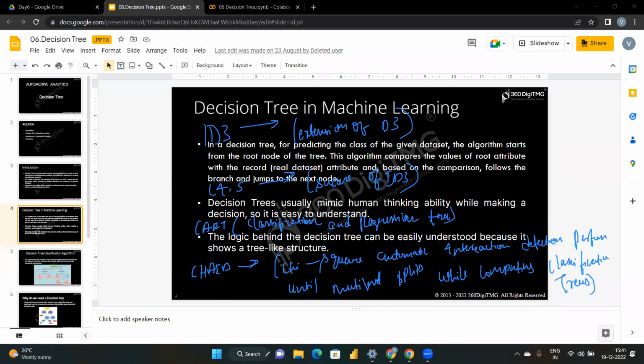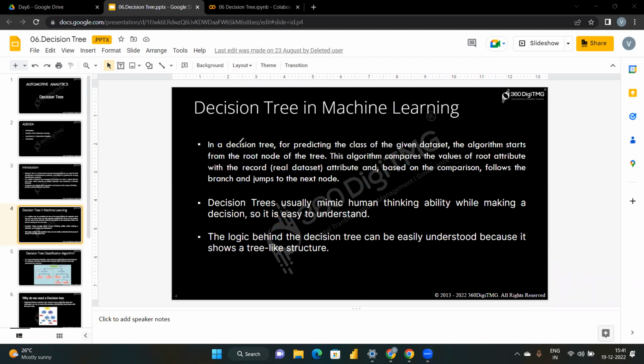Okay, and we have MARS. Okay, the one more method is MARS. It's nothing but Multivariate Adaptive Regression Splines. Okay, so these things we have.